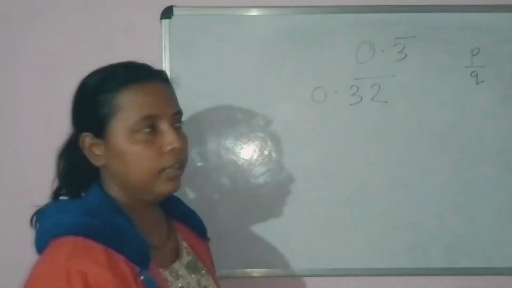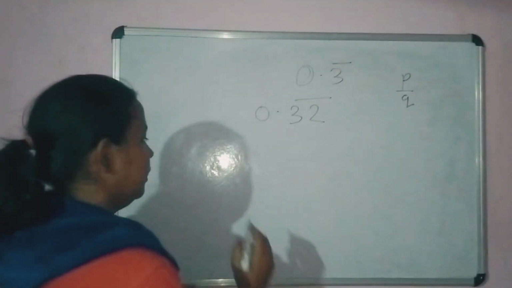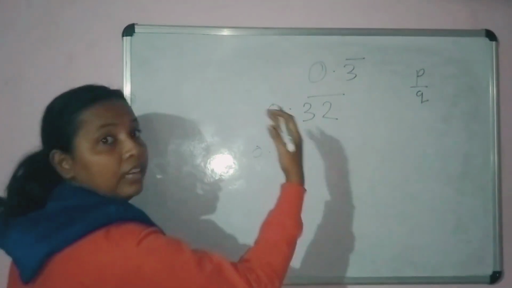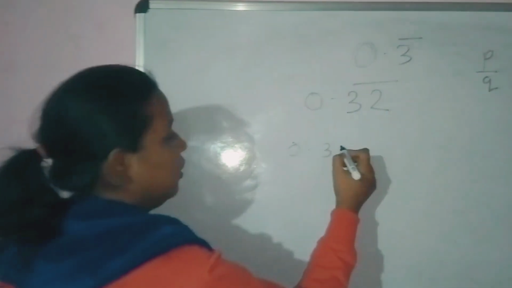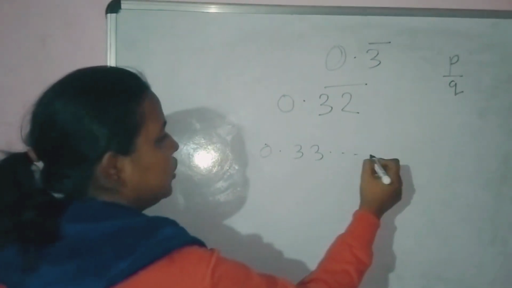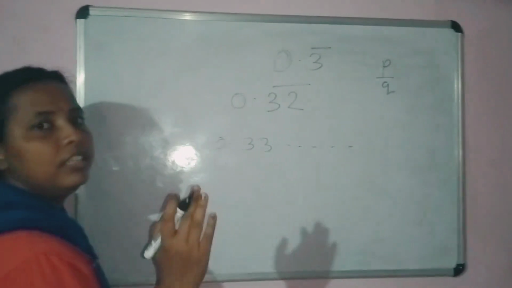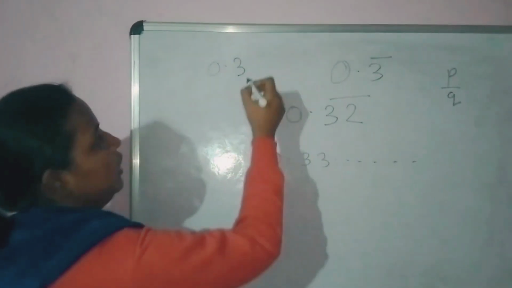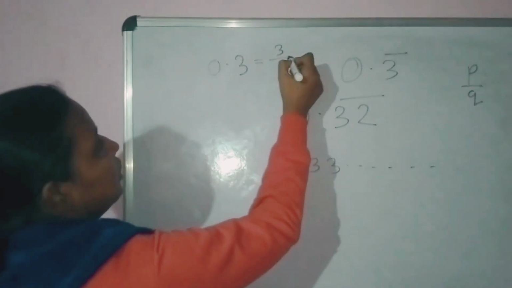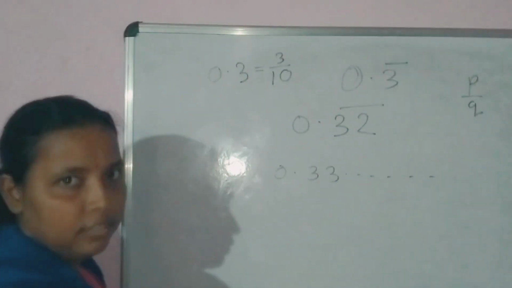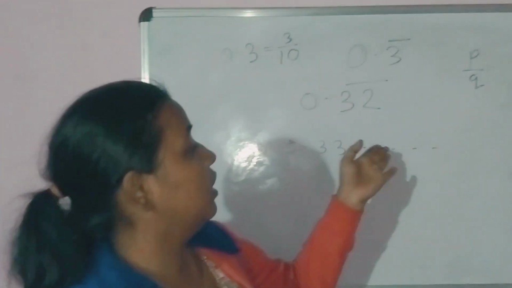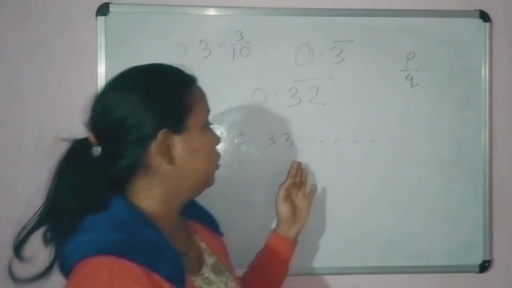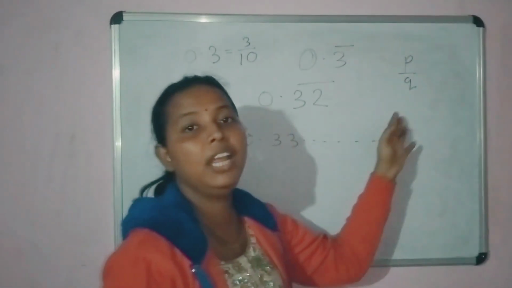So first, it's a non-terminating decimal but recurring, like 0.3333 dot dot dot. If there is a terminating decimal, we know, suppose it is given only 0.3, so we can write it in p by q form, like 3 by 10. But if it's non-terminating, we don't know where this number will end.